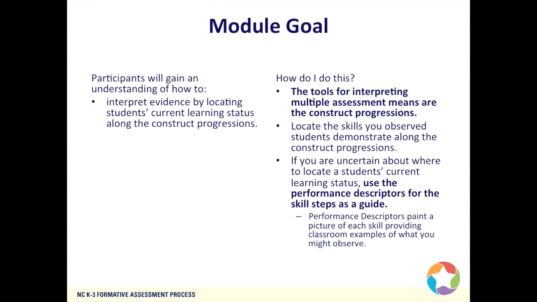So using our module goal, we want to interpret evidence by locating students' current learning status along the construct progressions. So how do I do this? The tools for interpreting multiple assessment means are the construct progressions. Locate the skills you observe students demonstrate along the construct progressions.